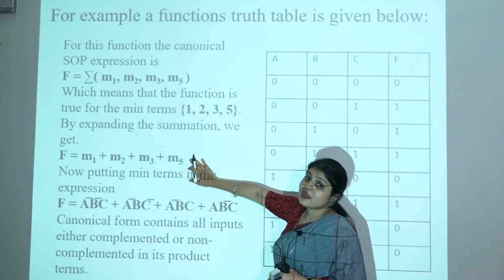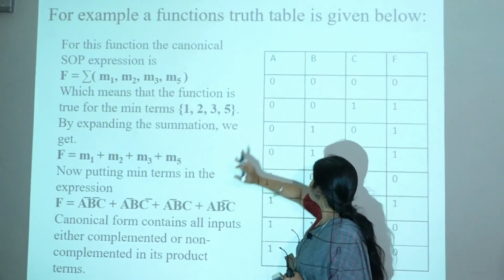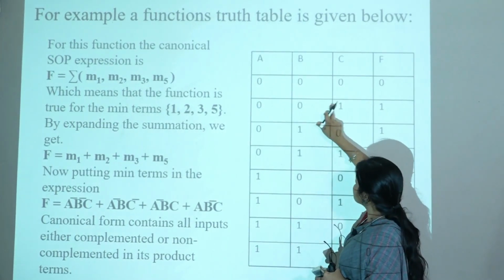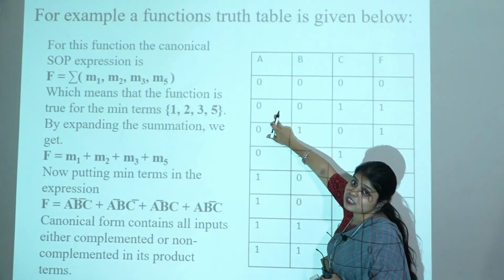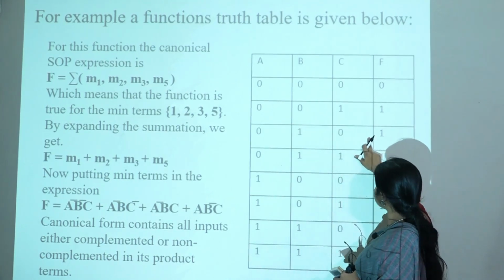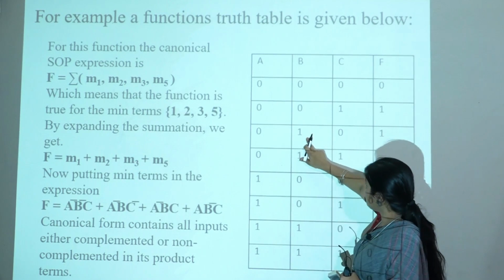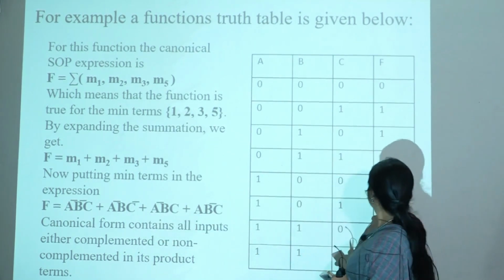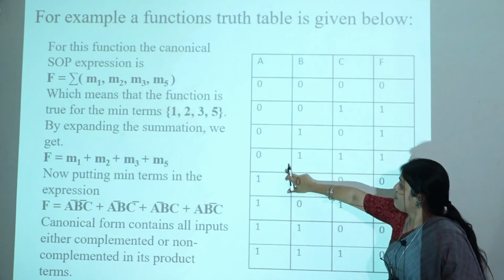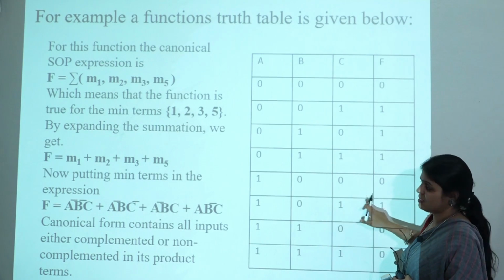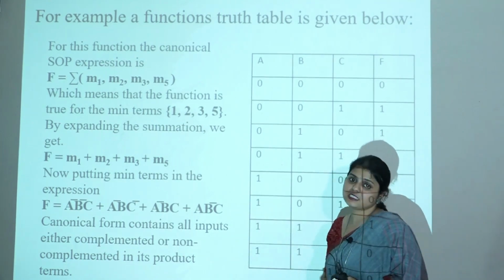Now, what is the expanded form of this expression? What is M1 here? M1 is nothing but A bar, B bar, C. As they are zeros, I am considering them as bar. A bar B bar C plus A bar B C bar plus A bar B C plus A B bar C. That is what is given here.